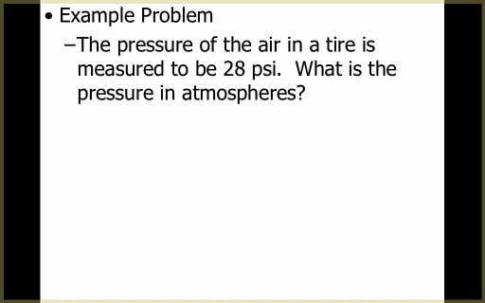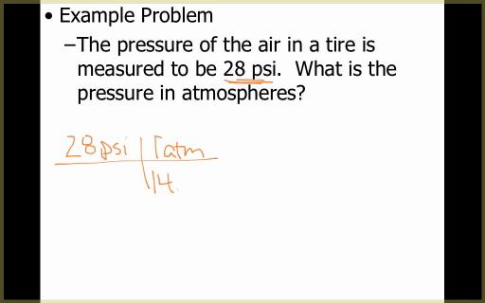Our example problem is the pressure of the air in a tire is measured to be 28 psi, or pounds per square inch. What is that pressure in atmospheres? Just like we've always done, whenever we do a conversion, we're going to start with the number they give us, 28 psi. If you go back to your list of conversions, and I'll give you a list to put in your notebooks as a reference, we know that 1 atm, because that's what we're trying to convert to, is equal to 14.69 psi.